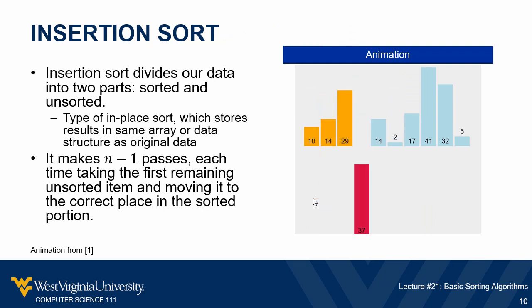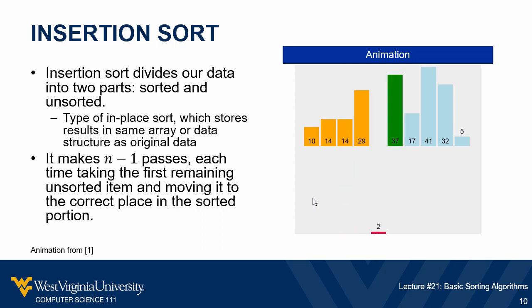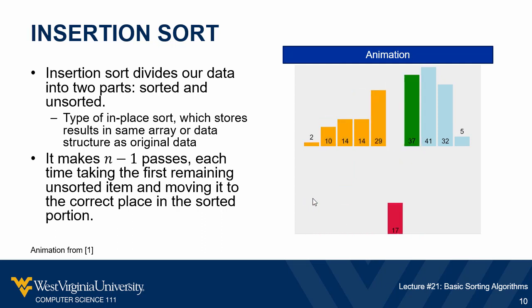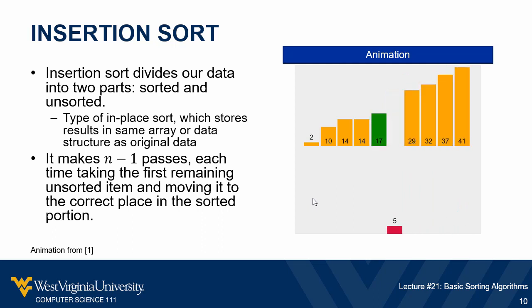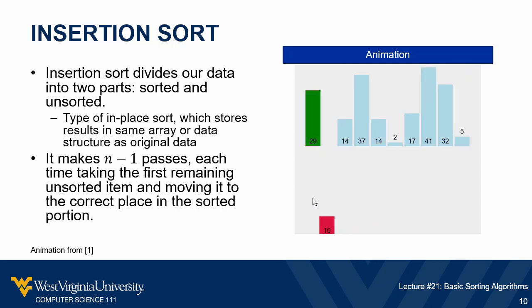This animation that we've been looking at is for a simple type of sort known as Insertion Sort. Insertion Sort takes an array or data structure that we're storing data in, and it divides it into two pieces. First is going to be values that we've already sorted. Second is going to be values that we still need to sort.